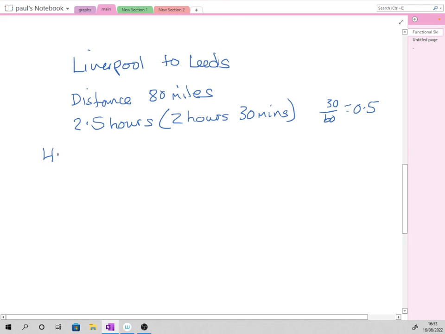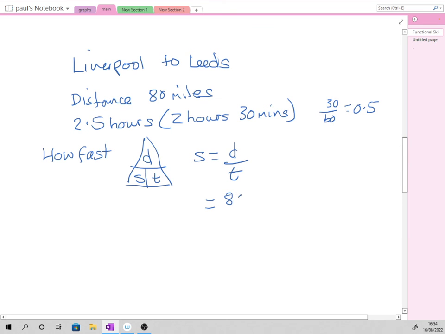How fast or how slow? Don't know. So we do our triangle, which is speed, time, distance. We need to know how fast, which is speed. So the speed equals the distance divided by the time. Now the distance is 80 miles, the time is 2.5 hours, and 80 miles divided by 2.5 hours is 32.